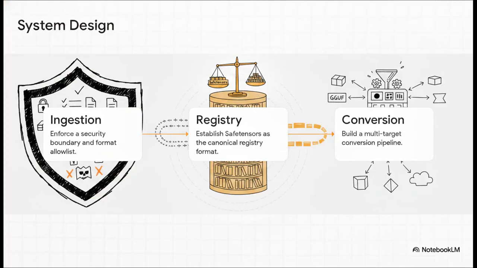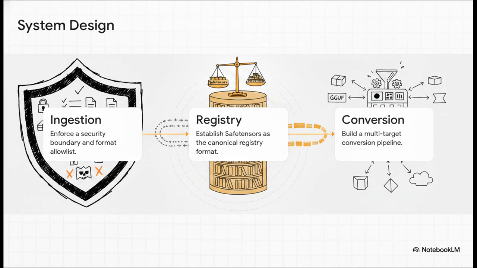I want to speak directly to the solutions architects for a minute, the folks tasked with safely transitioning these models into production. How does this translate into intentional system design? Architects, remember this. There is no single magical format for production. Multi-target deployments require a rigid pipeline.